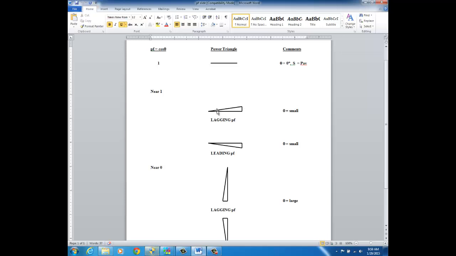Now, the way we distinguish between a small positive angle and a small negative angle is with these terms lagging and leading. If it's a positive angle, which is inductive, remembering again that this angle theta is the same as theta z, so if you have a positive power triangle angle, that means you have a positive theta z, which is inductive. So if you have an inductive impedance with a positive angle, we call that a lagging power factor. Okay, so this would be a power factor close to 1 that's lagging. If it's capacitive, you'd have a negative angle here, and we refer to that as leading.